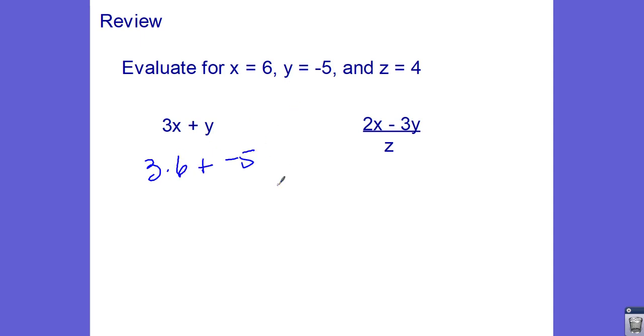plus the value of y, which is negative 5. Okay, well, we've got to go back to our order of operations and follow that. So we're going to do 3 times 6 first, which is 18, and then I'm going to add negative 5 to that. When we remember, if our signs are different, we subtract the numbers, and we end up with 13. Right? This other one actually means 2 times whatever x is, minus 3 times whatever y is, get an answer to all of that, and then divide it by z. Okay? So that's what evaluating expressions is all about.